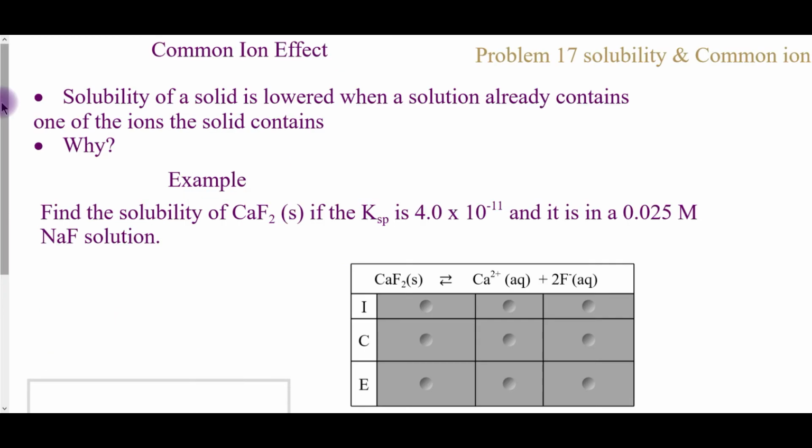The common ion effect also comes into play when we're talking about solubility. The solubility of a solid is lower when the solution already contains one of the ions of the solid. Why is that? If one of the ions is present, Q will be greater than K, and the reaction will shift to the left, creating more of the reactants.